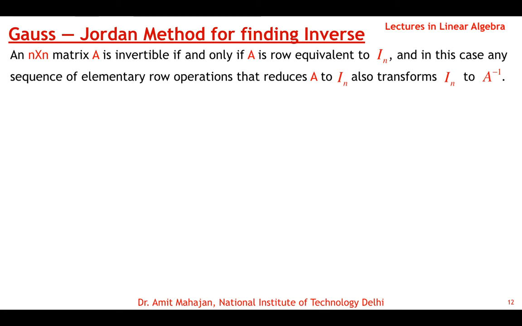That is the idea of the Gauss Jordan method: if you have an n cross n square matrix which is invertible, that holds if and only if A is row equivalent to identity. In this case, any sequence of elementary row operations which reduces A to identity also transforms identity to A inverse. Whatever elementary row operations you apply to reduce the A matrix to the identity matrix, the same row operations are done on the pre-matrix, so it converts the identity matrix into A inverse.